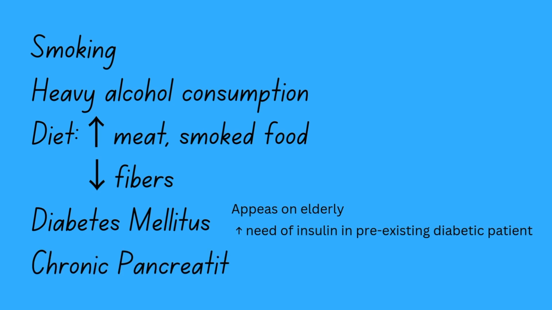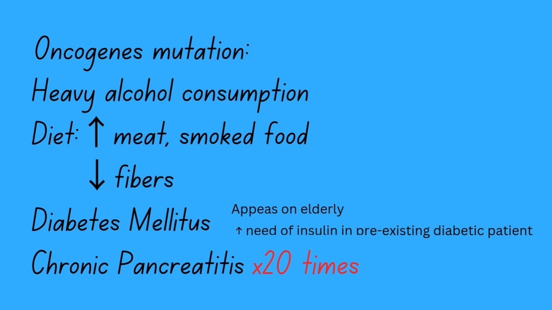Chronic pancreatitis is a major risk factor. Worth to say, it increases the chance of developing pancreatic cancer by 20 times. Oncogene mutations such as KRAS and hyperexpression of the human epidermal growth factor receptor HER2, which is analog to epidermal growth factor.